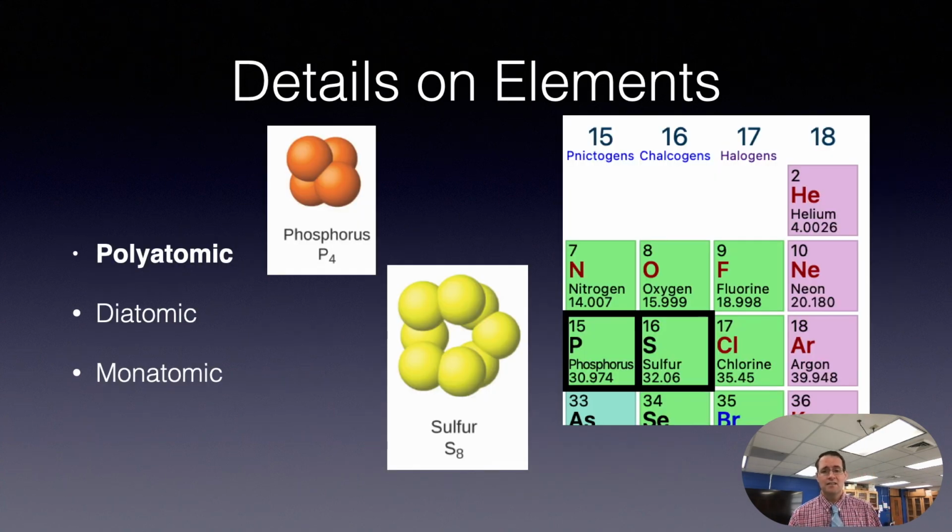Let's talk a little bit more detail about the elements. We've got our periodic table, and we're going to be writing some stuff here, so pay attention. There are three types of elements in the periodic table. Elements are made of atoms, which are small indivisible particles. We'll get more into detail about that later. Now, poly means many, di means two, and mono means one.